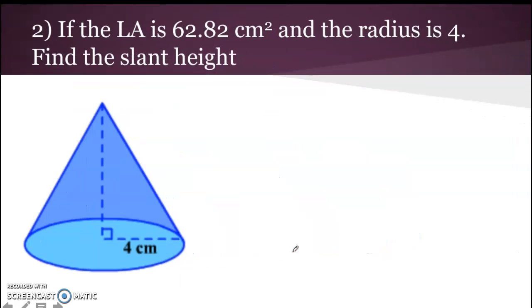As you finish copying that, let's look at question number 2. So this is the backward question. It says, if the lateral area is 62.82 centimeters squared, and the radius is 4, find the slanted height. Now again, the first thing I'm going to write, lateral area is equal to pi times r times L. The lateral area was told to be 62.82. The radius is 4, and then I don't know what the L is. That's what I'm looking for.